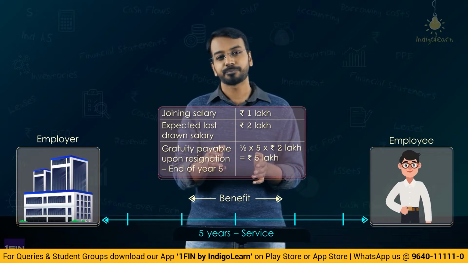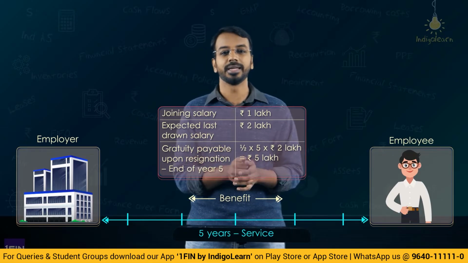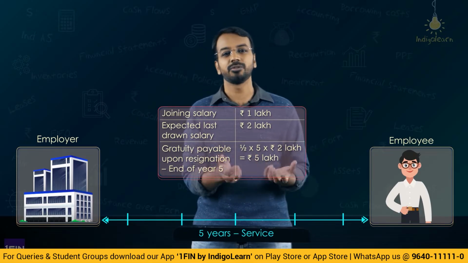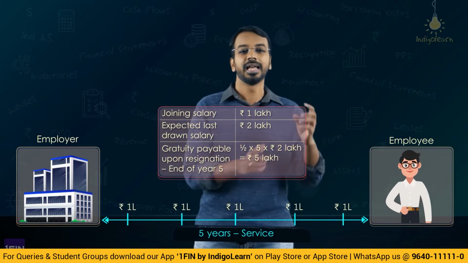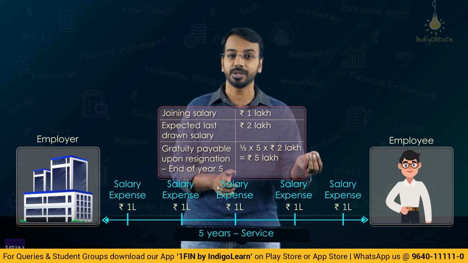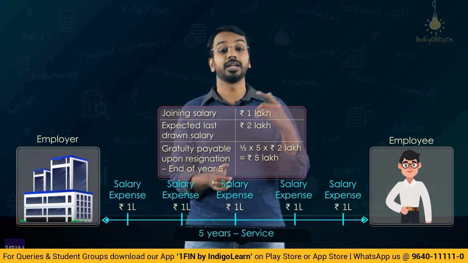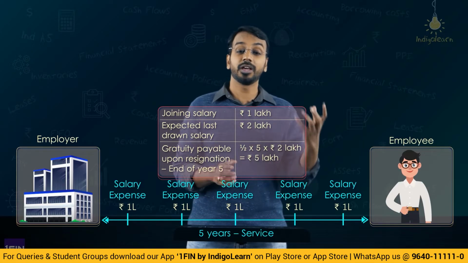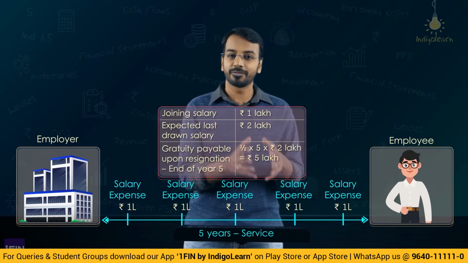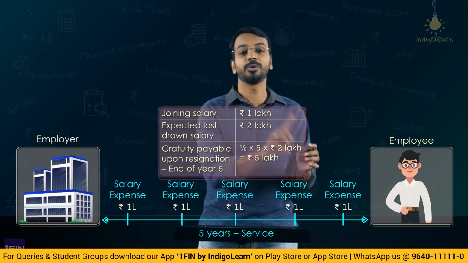Now, another question that comes to our mind is, the payment is 5 lakhs. Can I do something like 1 lakh, 1 lakh, 1 lakh each year and charge it off to the P&L as a salary expense? Can I do that? Think of it. See, we are settling the amount at the end of year 5. Now, at the end of year 5, we are paying 5 lakhs, and say for a moment, out of that 5 lakhs, 1 lakh pertains to year 1.